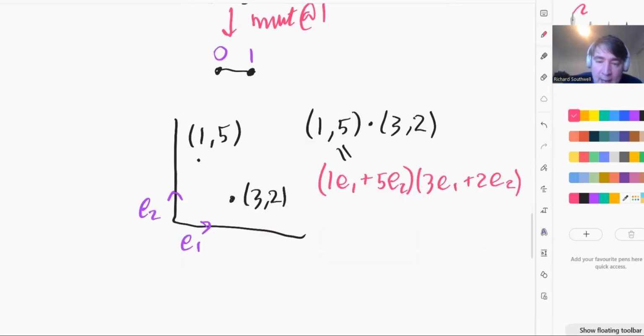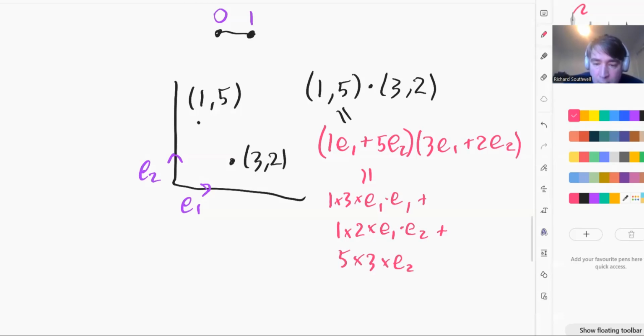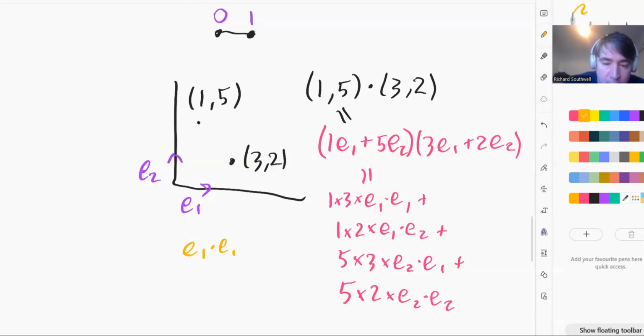And now if we expand out all these brackets, just like in ordinary algebra, we end up getting that it's going to be 1 times 3 times E1 dot E1, plus 1 times 2 times E1 dot E2, plus 5 times 3 times E2 dot E1, plus 5 times 2 times E2 dot E2. Now, the normal way we do dot product is that E1 dot E1 equals E2 dot E2 equals 1. And when we're dotting two unit vectors that are different, they're perpendicular, so that'll be a 0. So those are the normal rules by which we compute dot products in ordinary geometry.